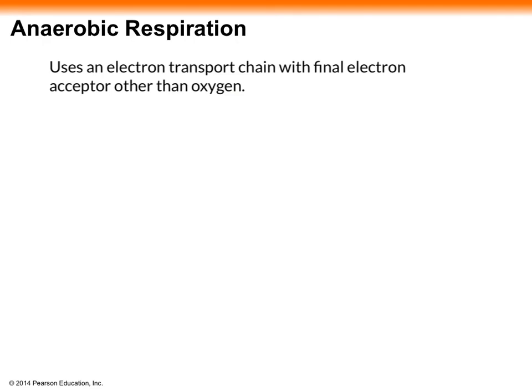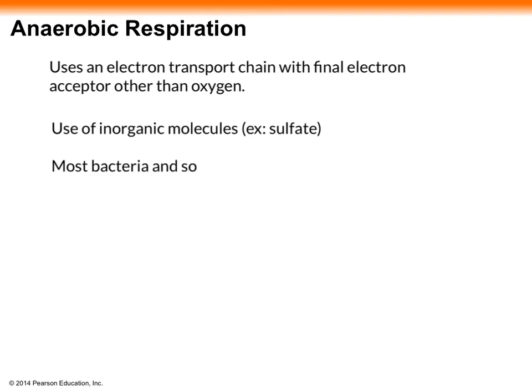Anaerobic respiration is going to use an electron transport chain with the final electron acceptor being something other than oxygen. These molecules are inorganic molecules, and an example of that would be sulfate. Anaerobic respiration is done by most bacteria and some yeast and fungi. And with this process, fewer ATP are produced than with aerobic respiration.